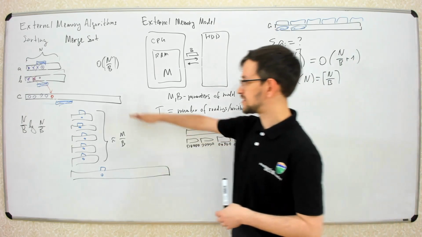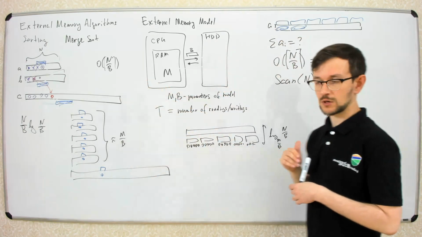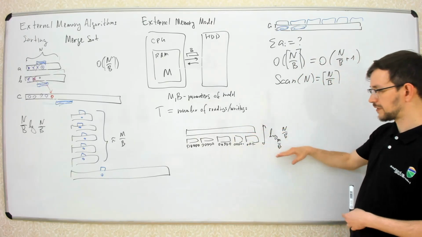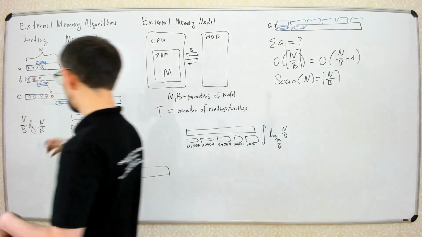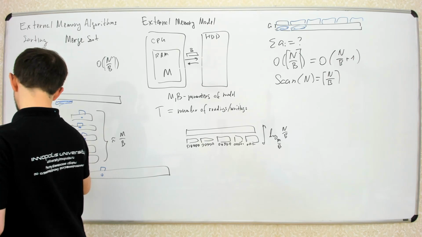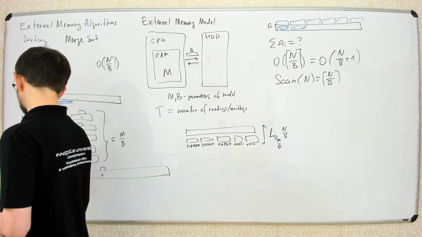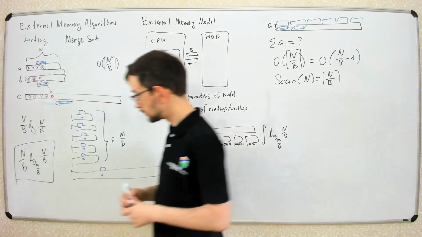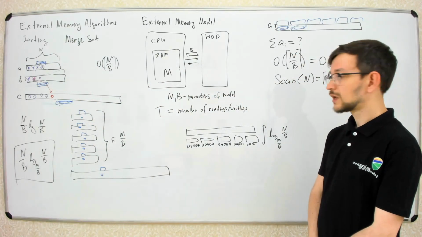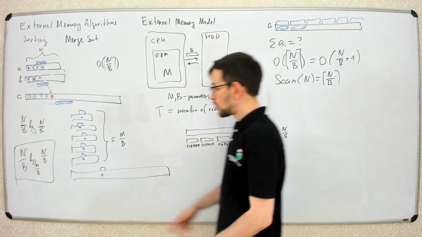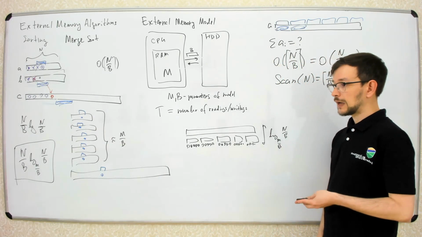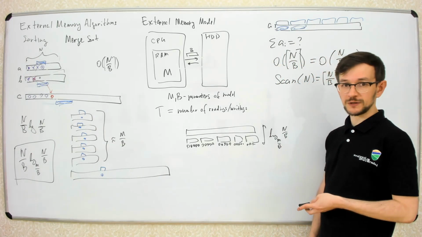And the time complexity of this single merge will be the same. So on each level we spend n over b time, and the depth of recursion will be this. So the total time complexity will be n over b times log n over b base m over b. Nice, right? So this is the time complexity of the sorting algorithm in the external memory model. And we can actually prove that this is optimal time complexity.